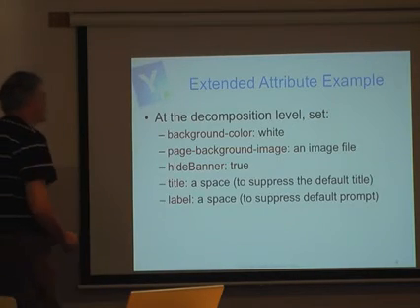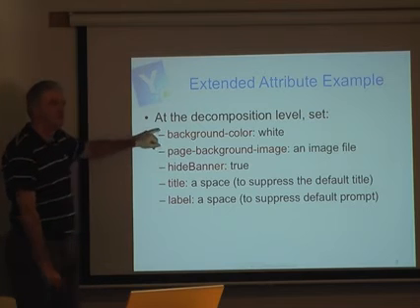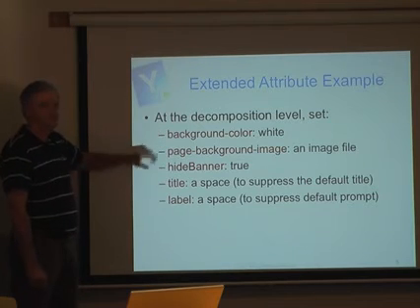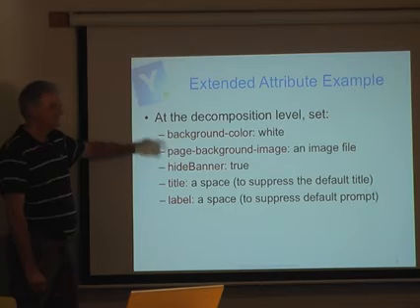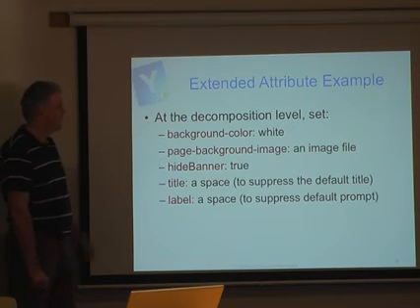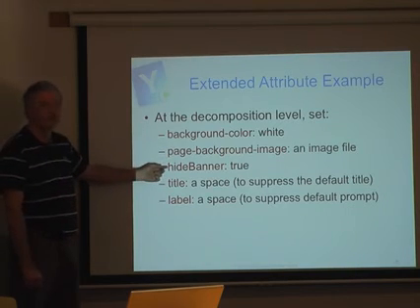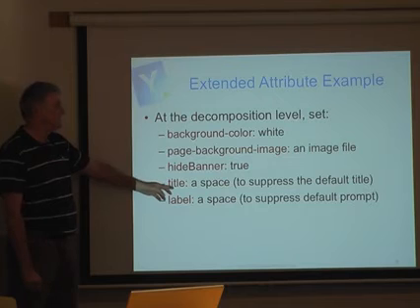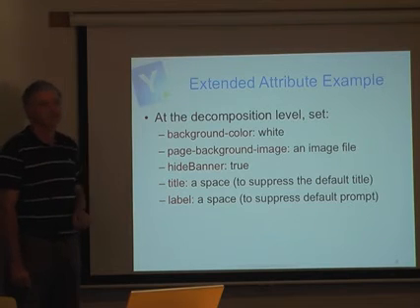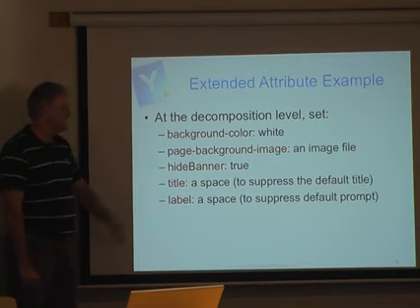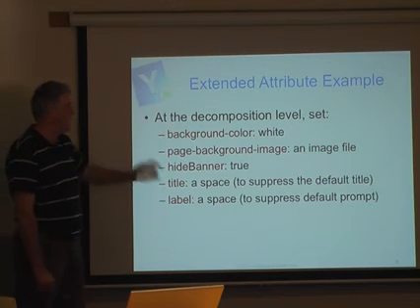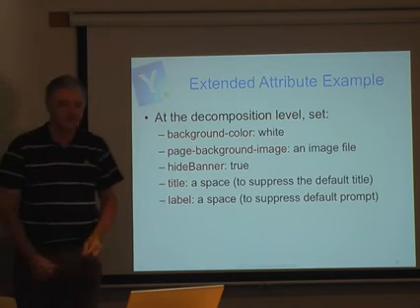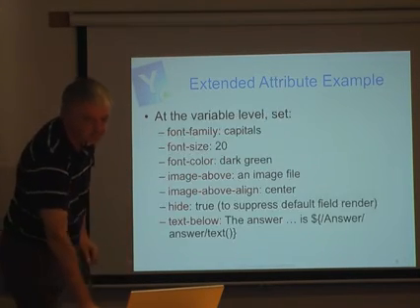But here we can change some things. We can set the background colour of the form to white, which is the blue box inside. We can set the background image to a file. We can hide the YAWL banner at the top. We can put a space in for the title to suppress the title itself, and a space in for the label to suppress the prompt, so no "answer", as we saw in the previous example.